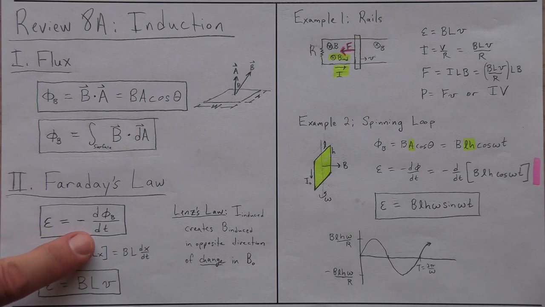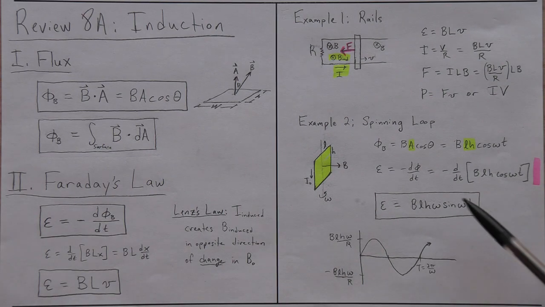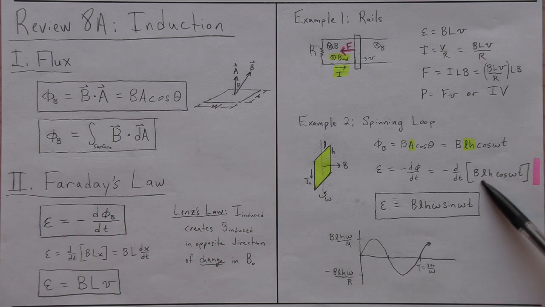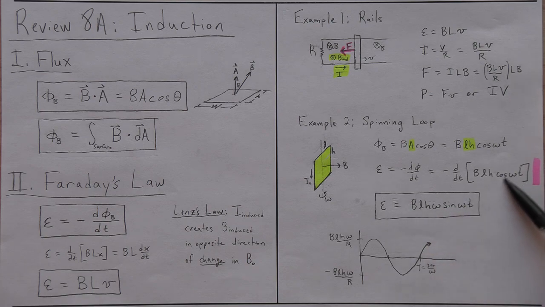Take the derivative. The more rapidly the flux changes, the more voltage I create. So I take the negative derivative of that. This is just the flux expression from up here. Now, B, L, and H are constants, so they don't affect the derivative. The derivative of cosine is negative sine, so that's where the negative went away. No negative, because we had negative sine.